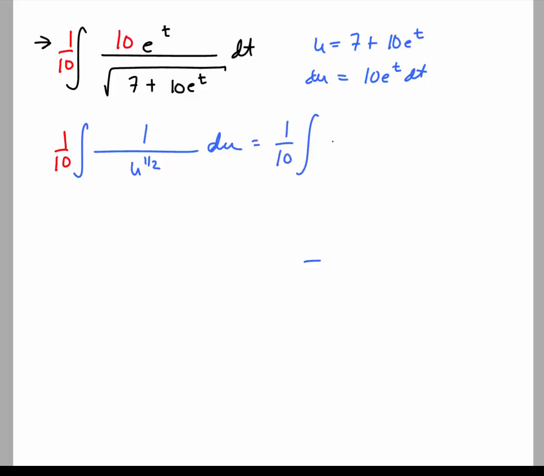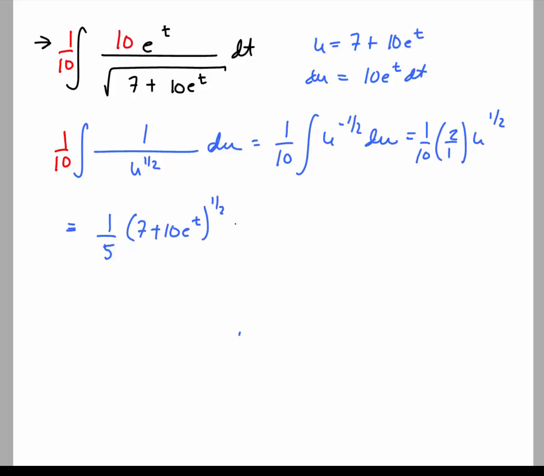So this is 1/10 integral. I'm going to pop that up top so I can go ahead and use my good old power rule. So we'll go ahead and add 1. And I get u to the 1/2 divided by 1/2, which is the same as multiplying by 2. So 2/10 is the same as 1/5 u to the 1/2. And u was 7 plus 10 e to the t all to the 1/2. I'm going to write this with a radical. So 7 plus 10 e to the t plus c, my constant of integration.